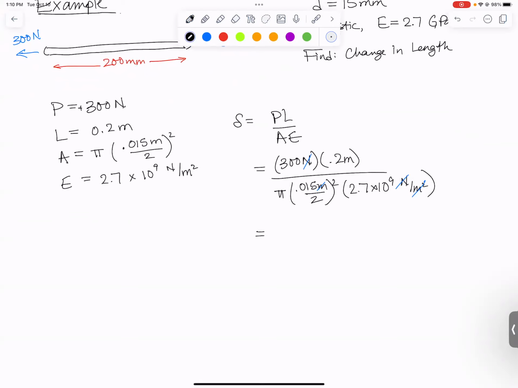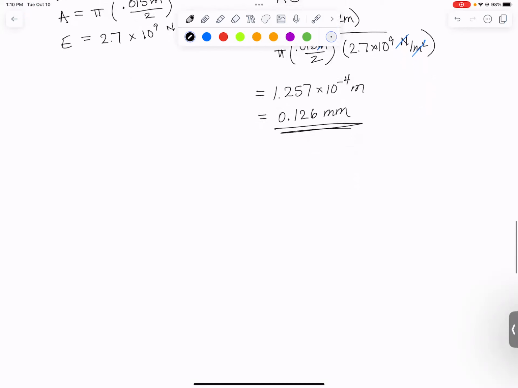And this comes out to be 1.257 times 10 to the minus 4th meters, or if you prefer to write it in millimeters, 0.126 millimeters when rounded to 3 significant figures. And that is much smaller than our 200 millimeter length. So that's a good sign because we should be dealing with small strains, small deflections. So there's the easy warm-up example. Let's do one that's more complex.